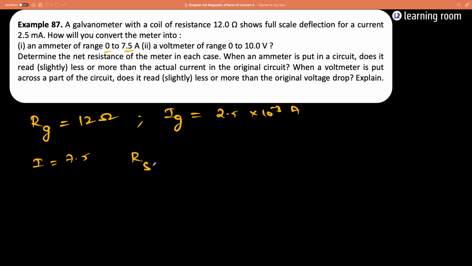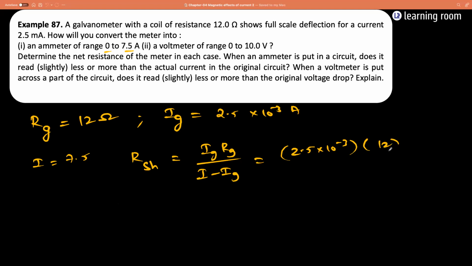You need to connect a shunt resistance whose value is given as Ig into Rg divided by I minus Ig. What is the value of Ig? 2.5 into 10 power minus 3, into Rg, which is 12, divided by I, which is 7.5 minus 2.5 into 10 power minus 3. So generally the 7.5 minus 2.5 into 10 power minus 3 is approximated to 7.5.